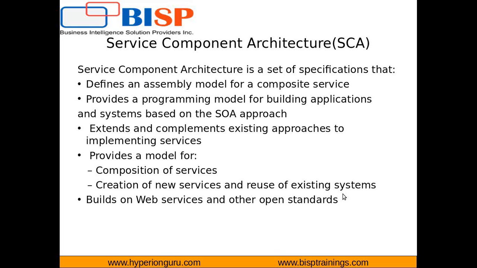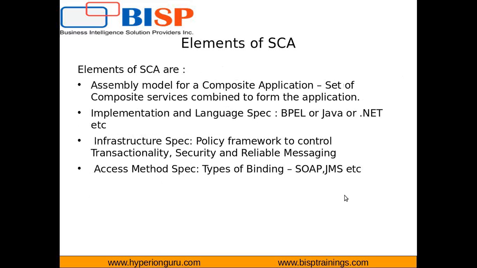Now, what are the main elements of SCA? The first is the assembly model. This is a set of composite services combined to form the application. So first off, it says you need to have an assembly model for your application. You should know what the components of your application are, and that will be your assembly model. Second, implementation and language specification. You should have some specification by which you are going to implement these components or services. In our case, we are going to be using BPEL and Mediator. It could be Java, it could be .NET as well. So SCA is quite open in that way. Because it's a specification, you can use it for any language.